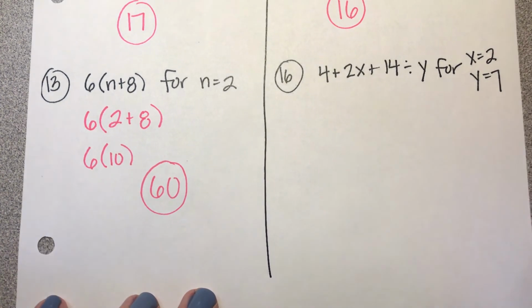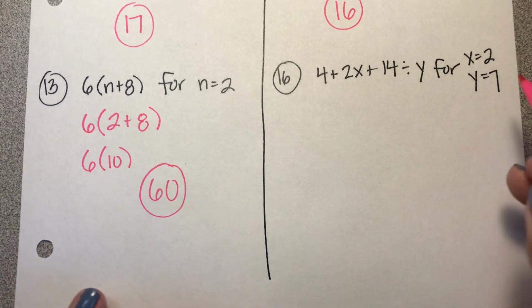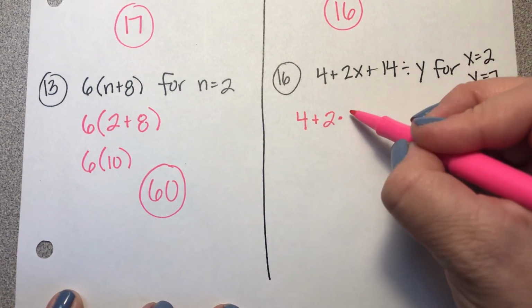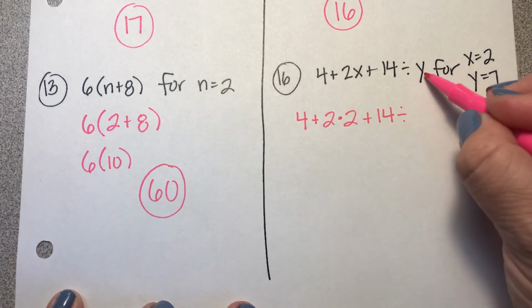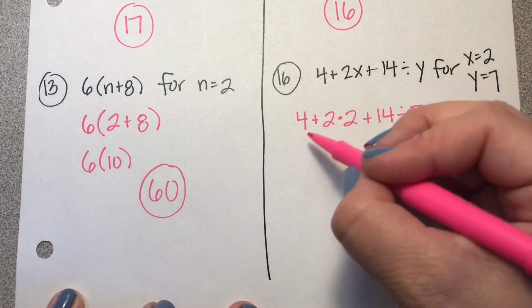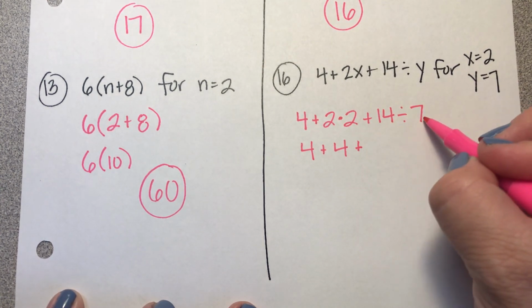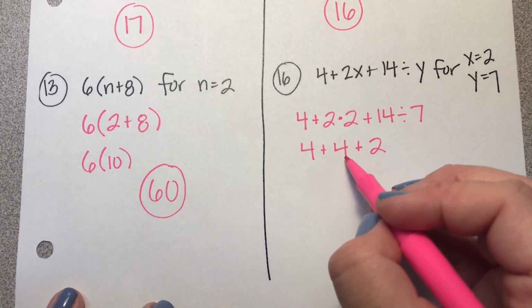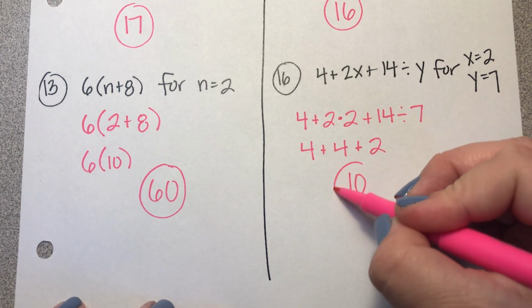And then the very last one, I feel like I'm talking a million miles a minute, so sorry. Okay, 4 plus 2 times x is 2, plus 14 divided by y, which is 7. So 4 plus 4 plus 14 divided by 7 is 2. 4 plus 4 is 8. 8 plus 2 is 10.